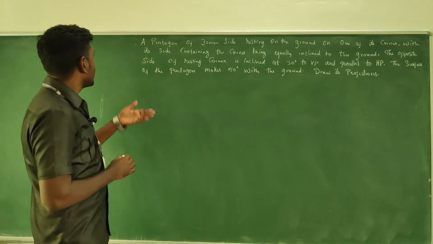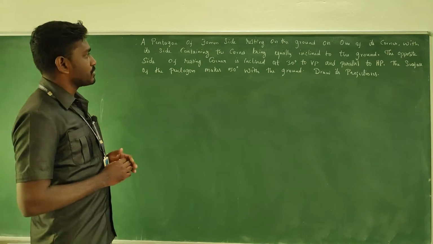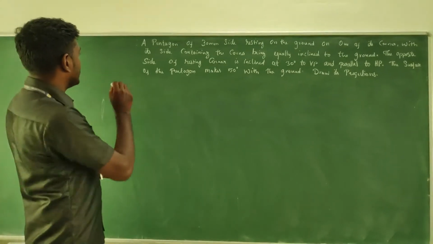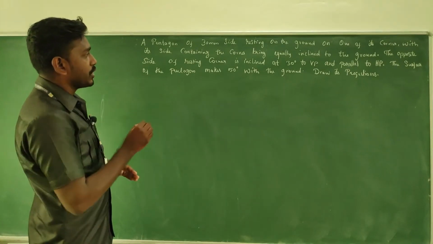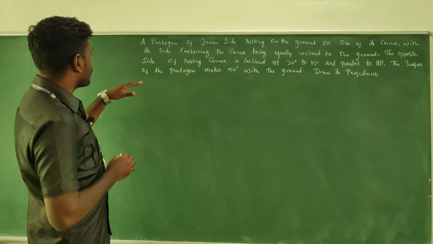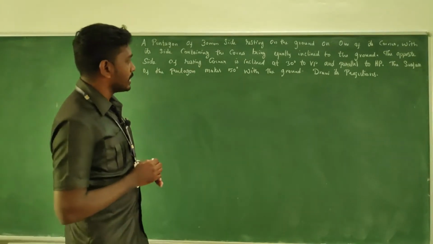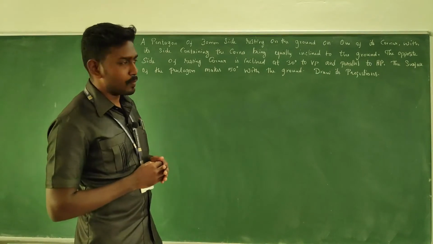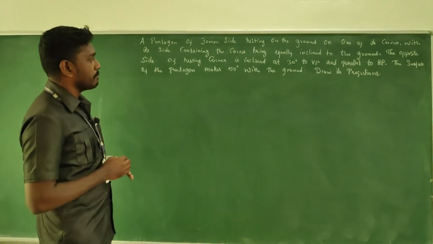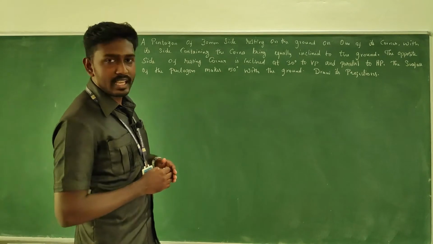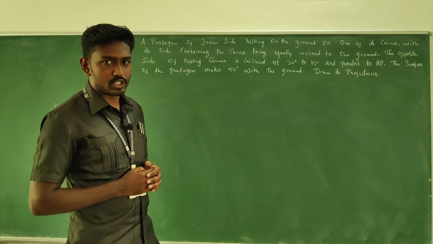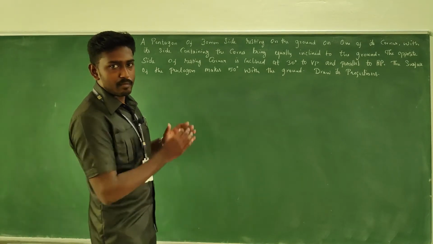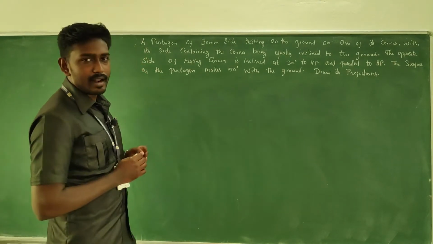The question is: a pentagon of 30 mm side resting on the ground on one of its corners, with the side containing the corner being equally inclined to the ground. The opposite side of the resting corner is inclined at 30 degrees to VP and parallel to HP. The surface of the pentagon makes 50 degrees with the ground. Draw its projections. So first try to observe all the information which is given in the question.